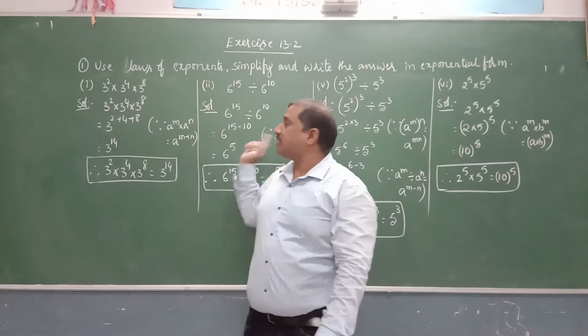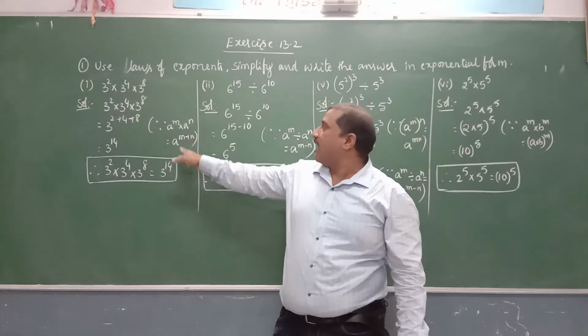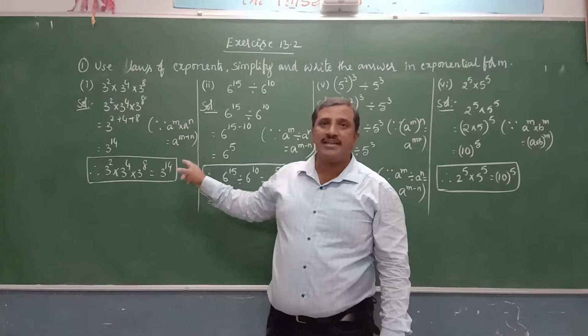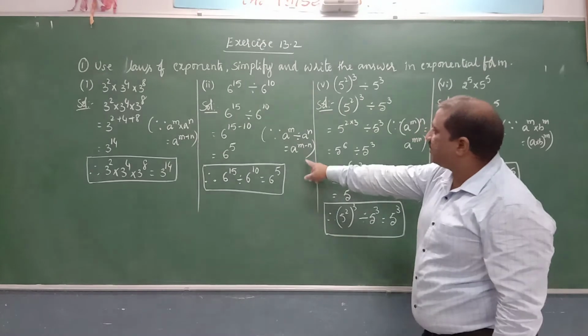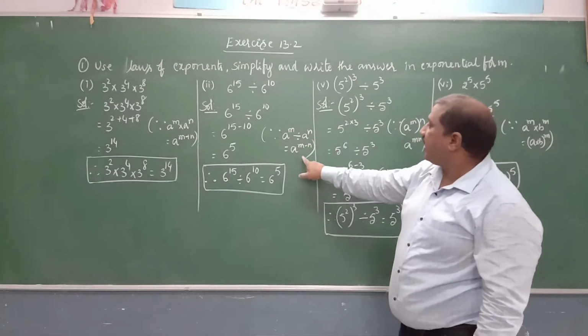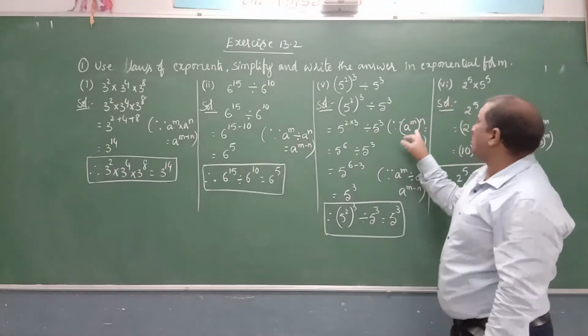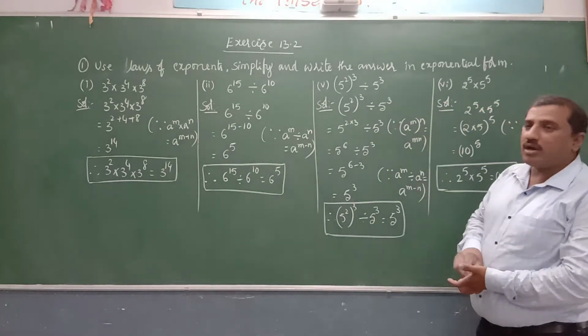Here the exponents are different, are they? So here we use the first law of exponents, that is a to the power of m into a to the power of n is equal to a to the power of m plus n. And here we use a to the power of m divided by a to the power of n is equal to a to the power of m minus n. Here whole power: a power m whole power n is equal to a to the power of m into n, that is mn.